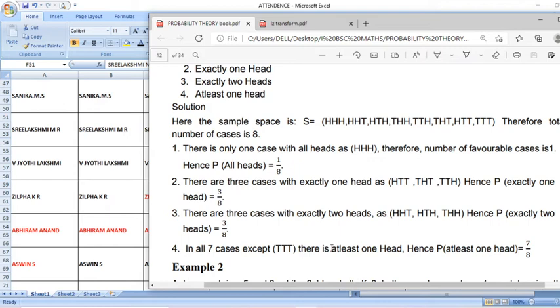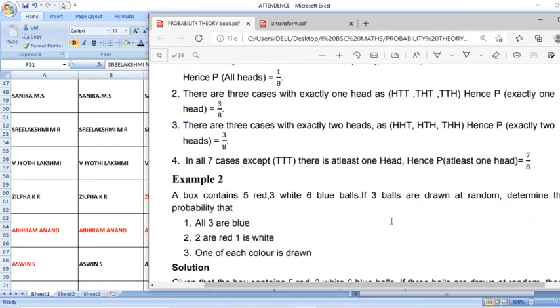And the last question, at least one head. So you can expect the event excluding TTT. In all other sample points you can see one H is there. So except TTT, there are 7 possible cases with at least one head. So the probability of at least one head is equal to 7 by 8. So this is a typical example.